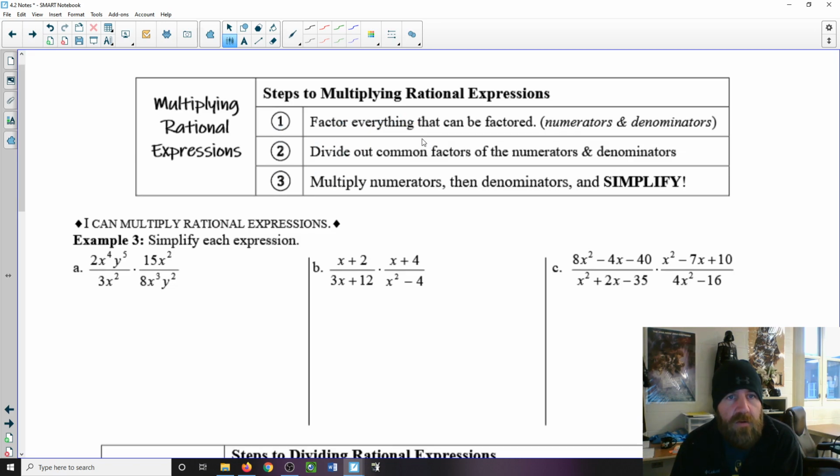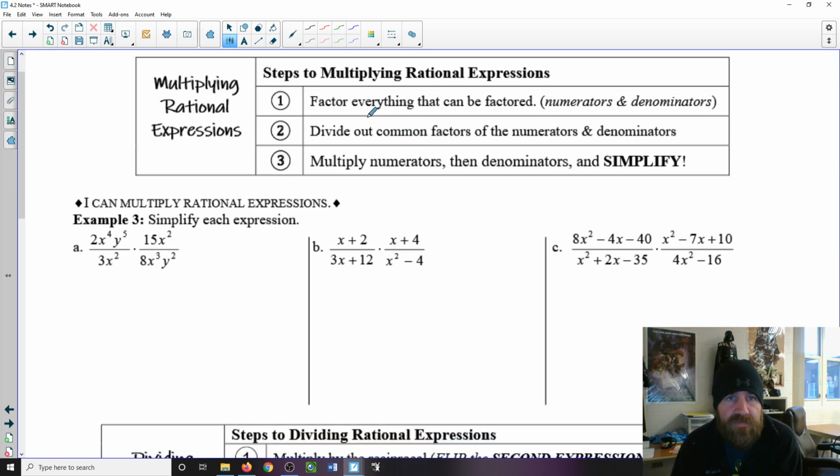All right, so now we are to multiplying. So multiplying steps: factor everything that can be factored. Same thing that we just did, divide out the common factors. That's what we did with the canceling, something on the top and the bottom that matches. And then we can put the numerators and denominators together. If we multiply two fractions together, we just multiply the top to the top and the bottom to the bottom. Okay? And then we can go ahead and simplify again.